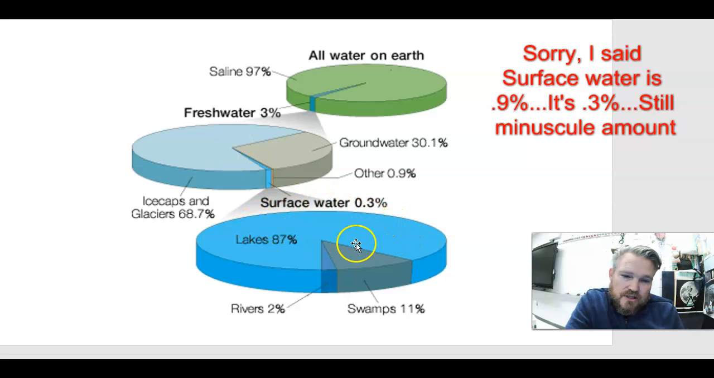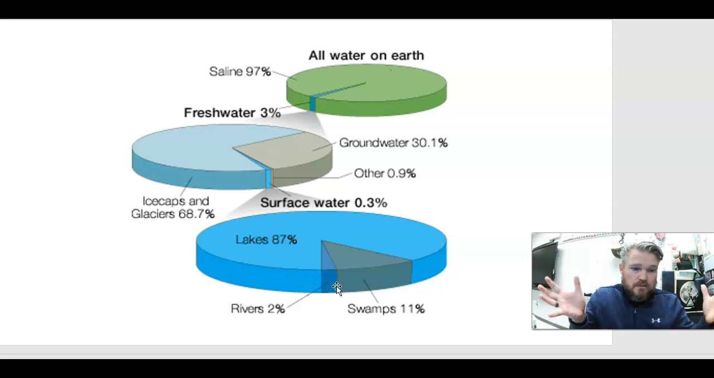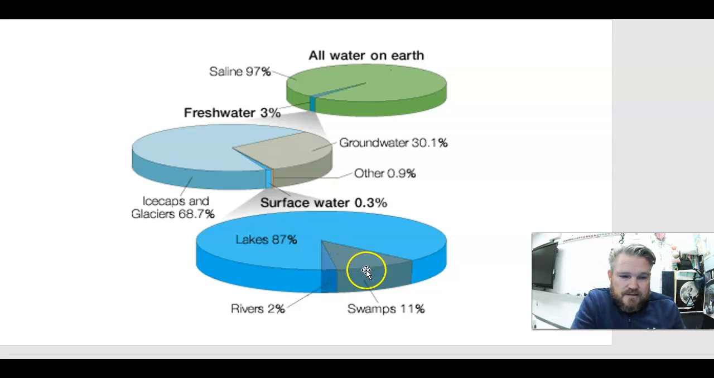And then if we look at just that surface water, notice that we've got lakes, rivers, and swamps. Lakes are 87% of that 0.3%. So that is a really, really small number that is in lakes. 2% is in rivers, which makes sense because rivers run across the land. Lakes are storage areas, so lakes are much bigger and catch all that water that comes from rivers. So that makes some sense.